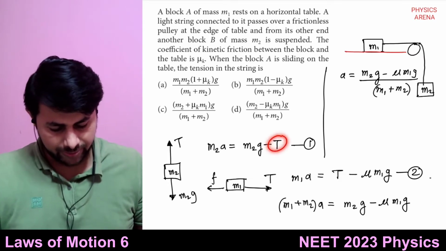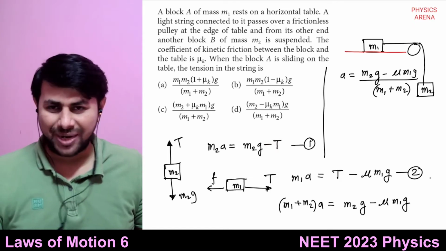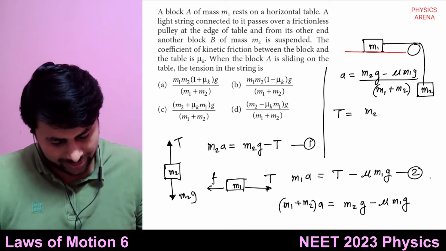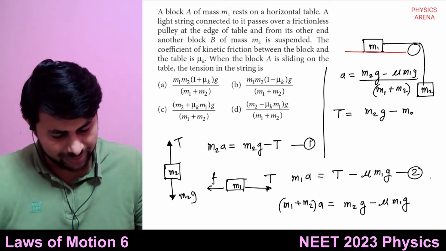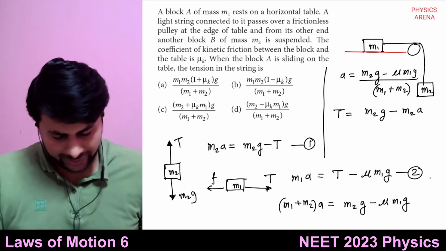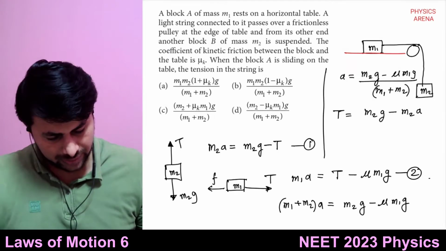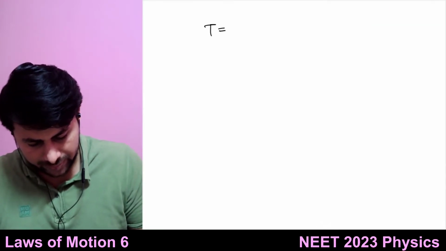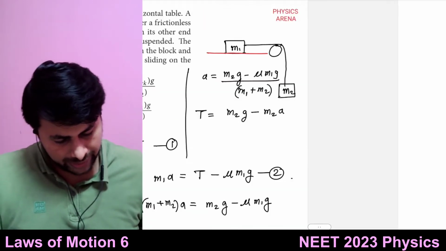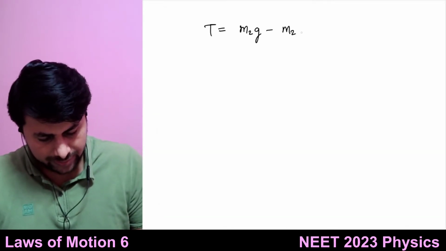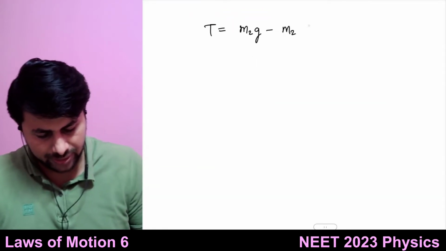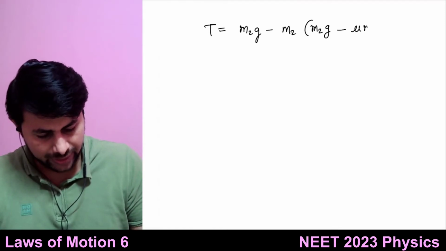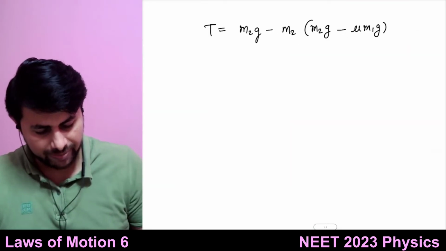So let's put it in the first equation. So T equals, what is tension? m2 times g minus m2 times A. If we substitute that, what do we get? We have to substitute the acceleration. So tension is equal to m2 times g minus m2 times A, and A is (m2 g minus mu times m1 times g) divided by (m1 + m2).